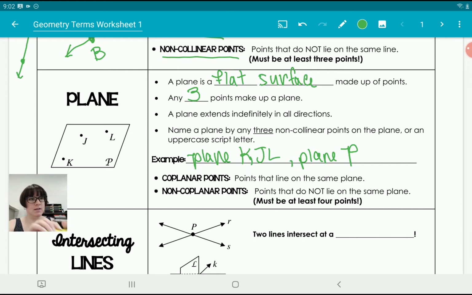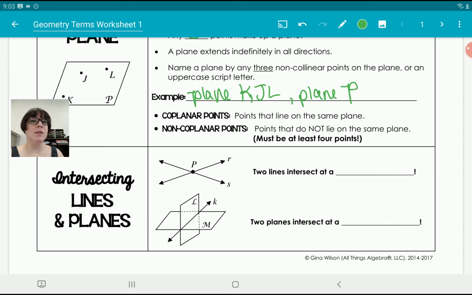But if we had a second sticky note, and we had point D on this one, so if they look like this and they're not the same plane, then we can say that A, B, C, and D are non-coplanar. These points do not all lie on the same plane. You have to have at least 4 points, because if you have 3 points, then you can create a plane. So if you have 4 points that are not on the same sheet of paper, then they're non-coplanar points.